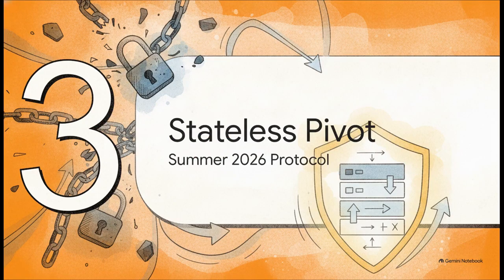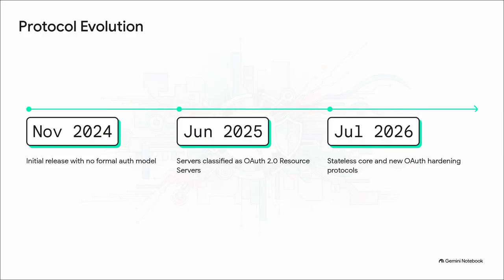Part 3. The stateless protocol pivot. Because of this massive injection crisis, the protocol had to fundamentally change. Tracking MCP from its initial launch really highlights this shift. Back in November 2024, we had this initial kind of security-light release with no formal auth model at all. By June 2025, they realized the severity of the problem and formally classified MCP servers as OAuth 2.0 resource servers.